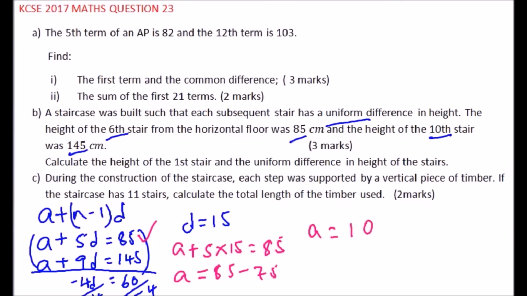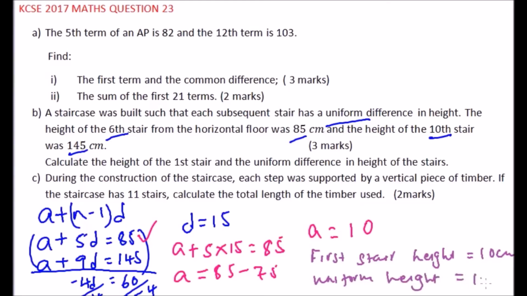This means that the first stair height is equals to 10 centimeter, and it's a uniform difference, that is a uniform difference or height of the subsequent stairs was 15 centimeter. So you get yourself 3 marks by getting those two.